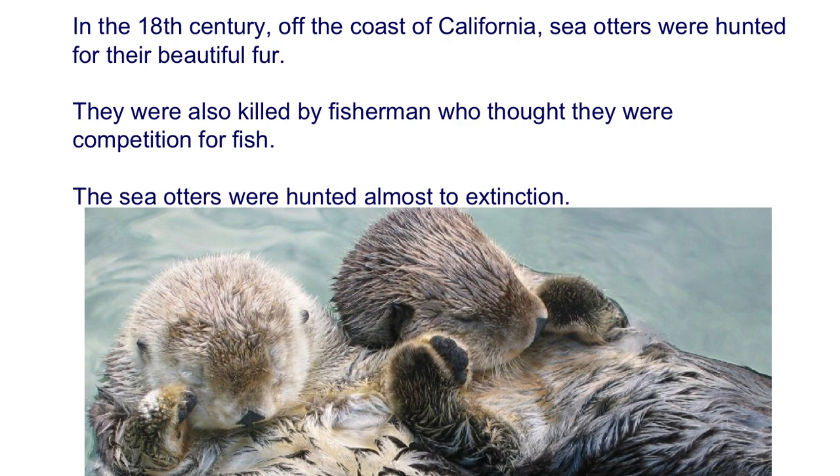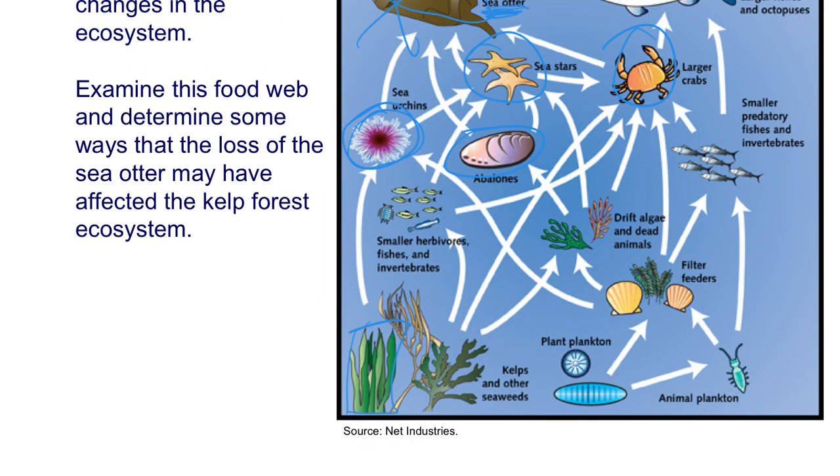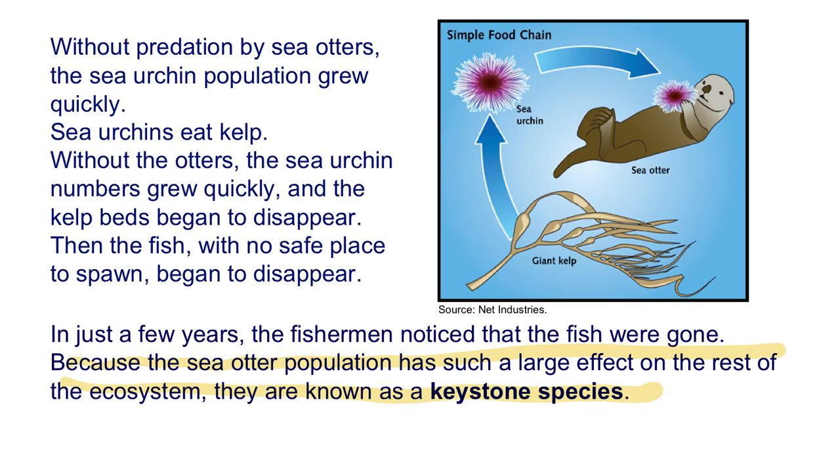Now, fishermen thought that the sea otters were eating their fish, so they killed them because they didn't want that competition. Also, they were hunted for their fur. Otter fur is soft, and they were almost hunted to extinction for those two reasons. You can read this. This is what I just told you.